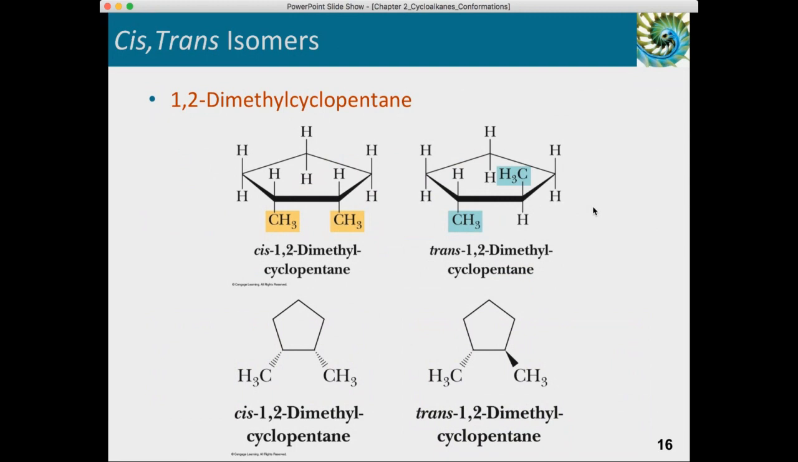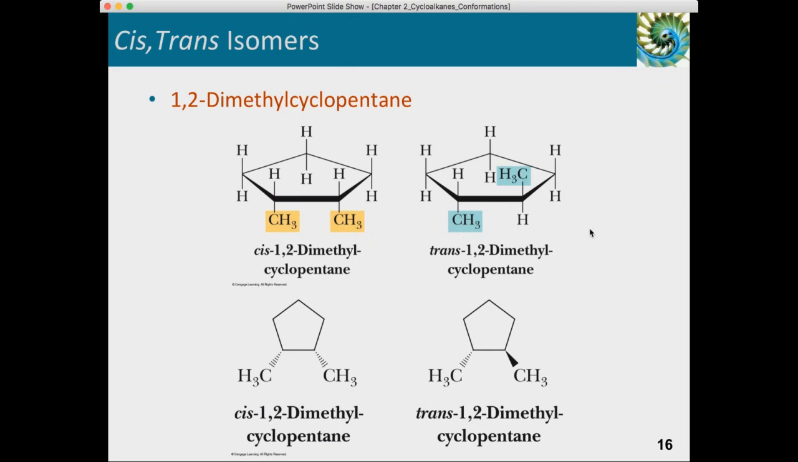So to differentiate them, for now, we can call them cis or trans isomers. Cis refers to the bulky groups being on the same side, on the same plane, whereas trans refers to the bulky groups being on opposite sides.